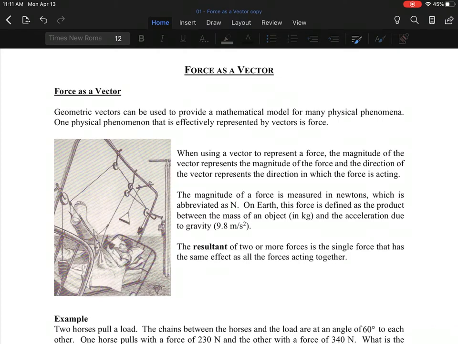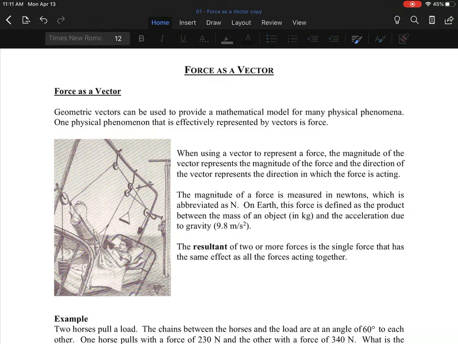Those of you who have taken physics will have a slight advantage here, but I'm going to try and explain it in such a way that the people who haven't got the physics won't have too much trouble either. So, force is a vector. Geometric vectors can be used to provide a mathematical model for many physical phenomena. One physical phenomenon that is effectively represented by vectors is force. If vectors were only invented to deal with force, that would be enough. That's how good vectors and force work together.